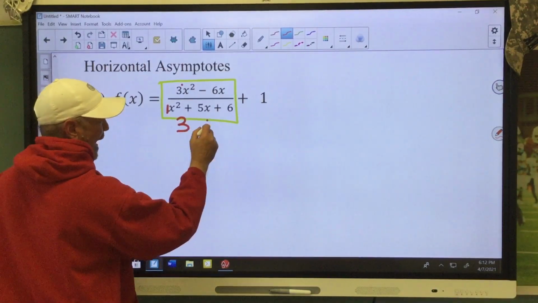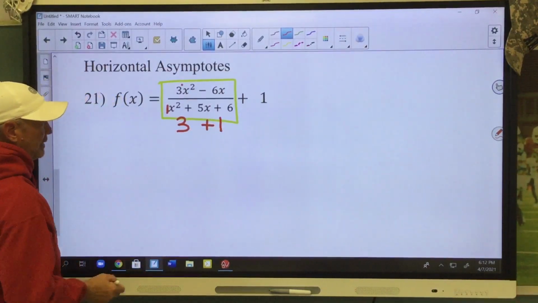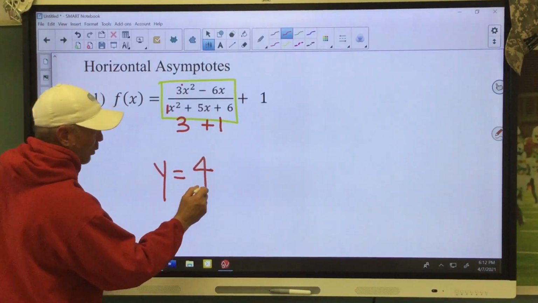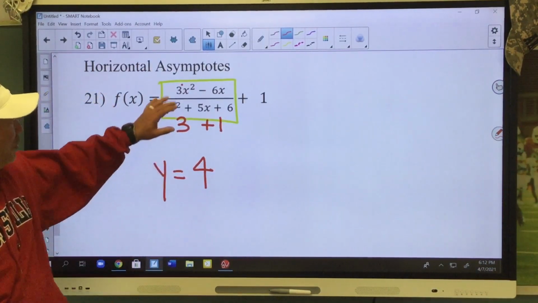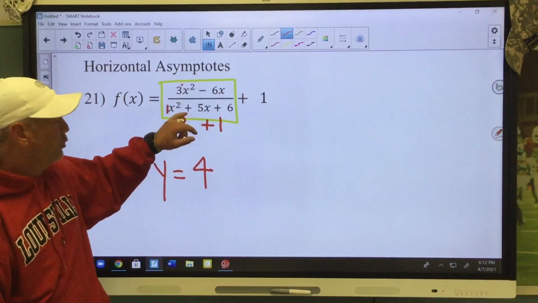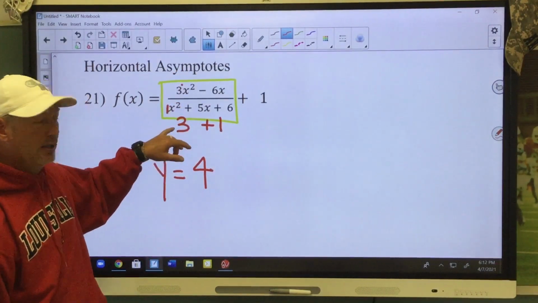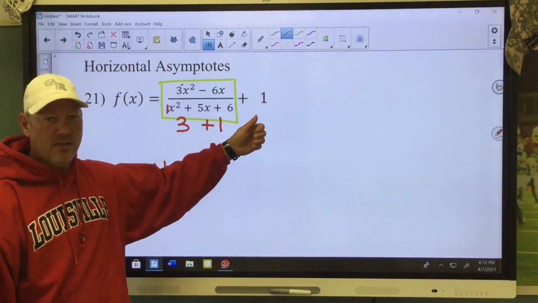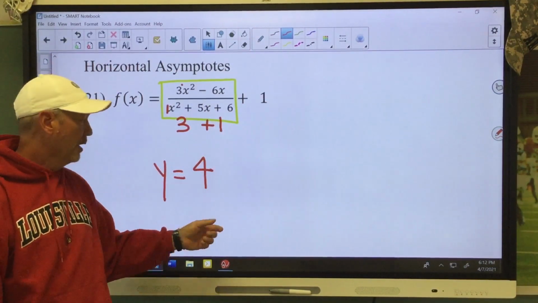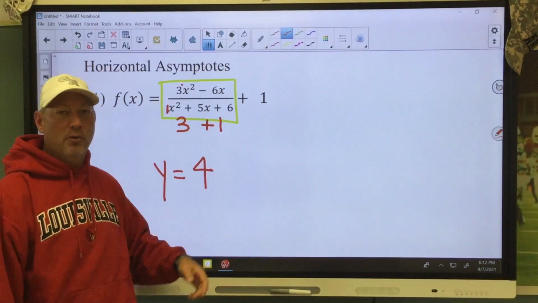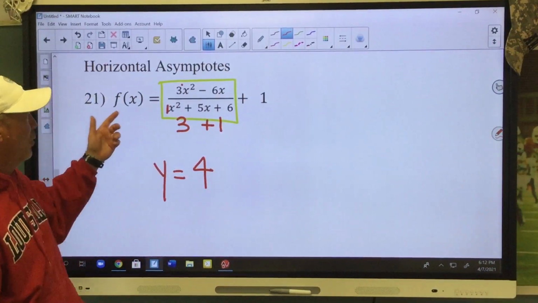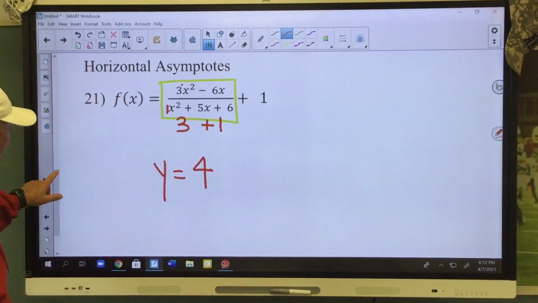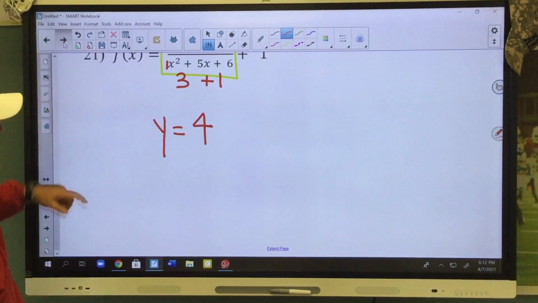But this says to add 1. So in this case, my horizontal asymptote will be y equals 4. Use the fraction to determine the initial horizontal asymptote, and then you may have to add or subtract to that value. Okay? This is like the last two. Actually, this is 21 and 22 maybe, or something like that on your review sheet. We're almost done. A little bit more.